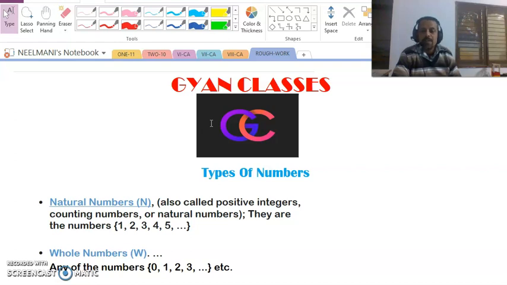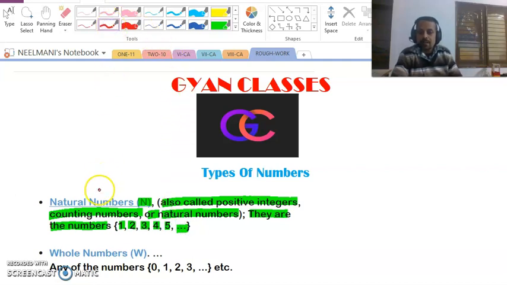The first is called a natural number, that you can see on the screen now. A natural number is denoted by the letter N. It is also called a positive integer, or we can also say positive integers, counting numbers, or natural numbers. They are the numbers 1, 2, 3, 4, 5 and so on. So all these are called natural numbers.